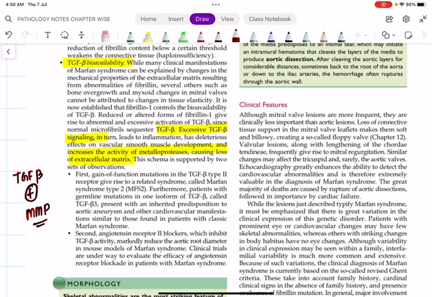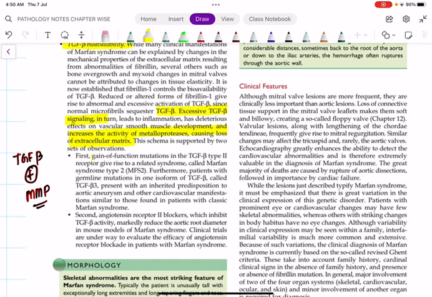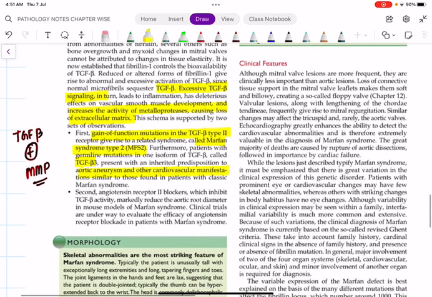We have two sets of observations here. Number one, whenever there is a gain of function mutation in the TGF beta type 2 receptor, it will give rise to a related syndrome called Marfan syndrome type 2. Suppose there is another isoform, TGF beta 3. If TGF beta type 2 is affected, Marfan syndrome type 2. If TGF beta 3 is affected, the patient will most commonly present with a cardiovascular manifestation, that is aortic aneurysm. Remember, aortic aneurysm is one of the most deadly and fatal complications of Marfan syndrome. So this is the first observation.